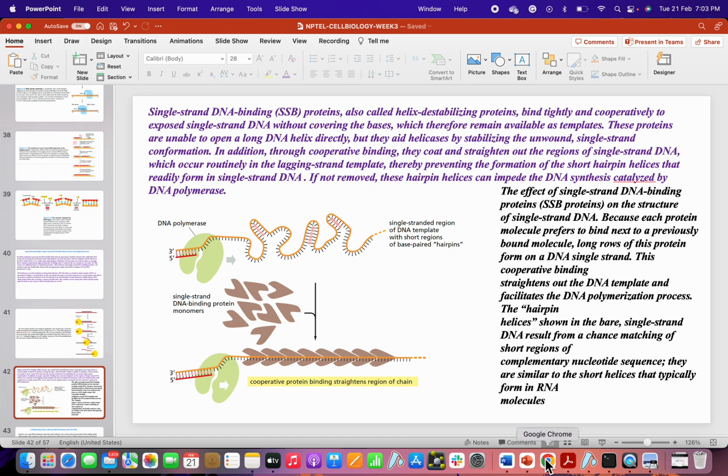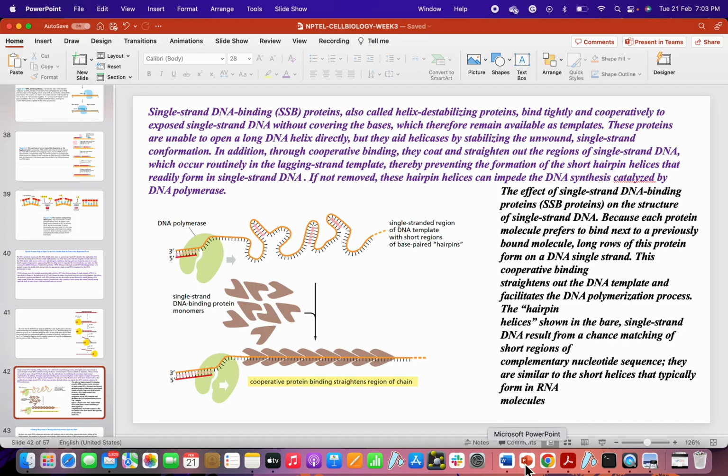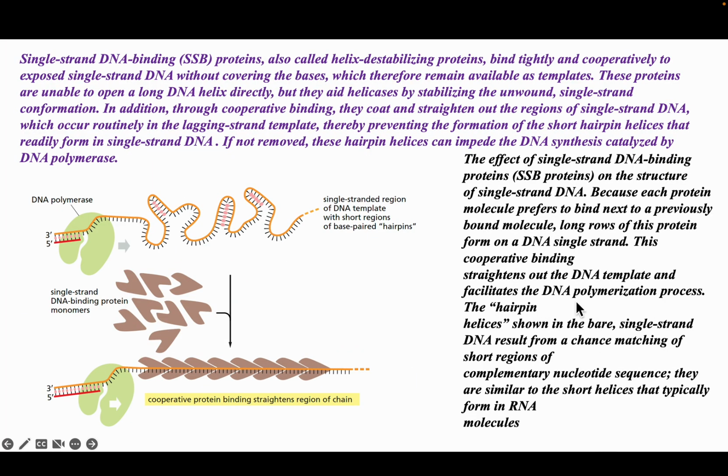The effect of SSB protein on the structure of single strand DNA: each protein molecule prefers to bind next to a previously bound molecule. Long rows of this protein form on a DNA single strand, and this cooperative binding straightens out the single stranded DNA and facilitates the DNA polymerization process. The hairpin helices shown here in single strand DNA result from a chance matching of short regions of complementary nucleotide sequence. They are similar to the short helices that typically form in RNA.